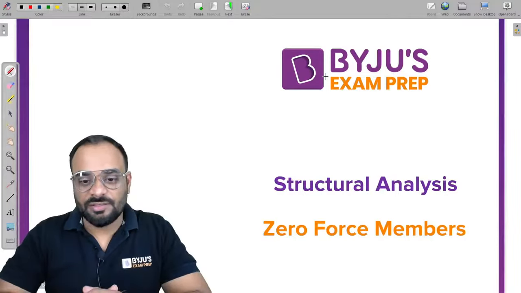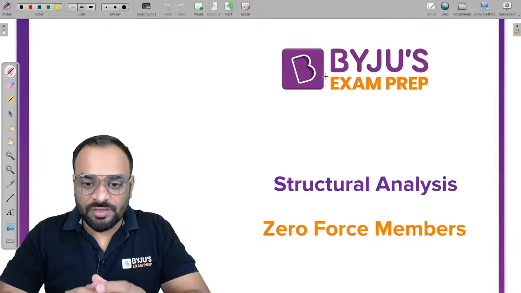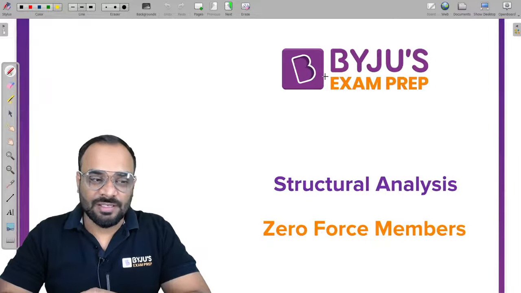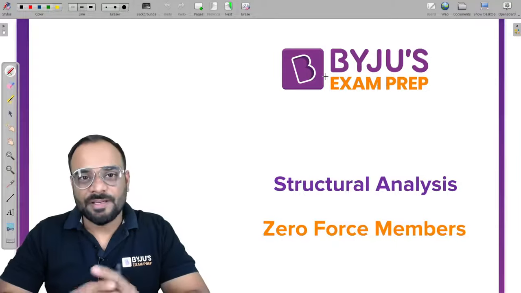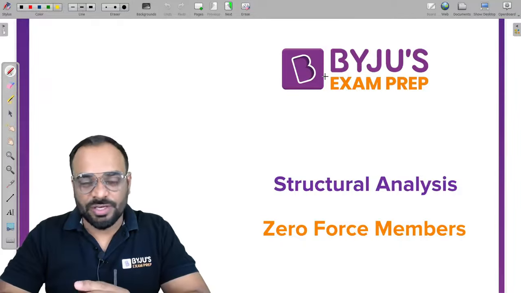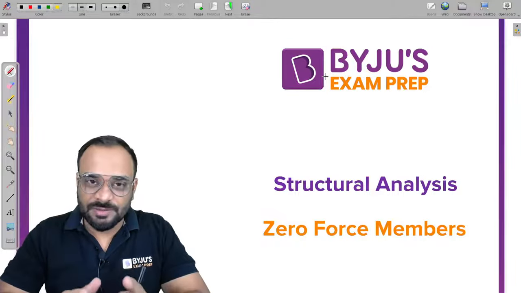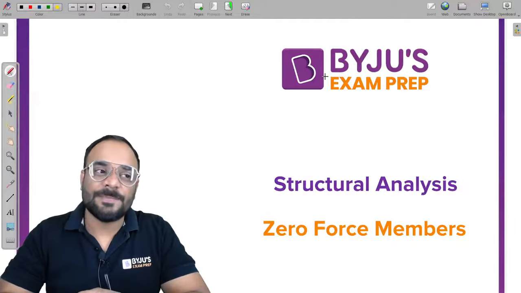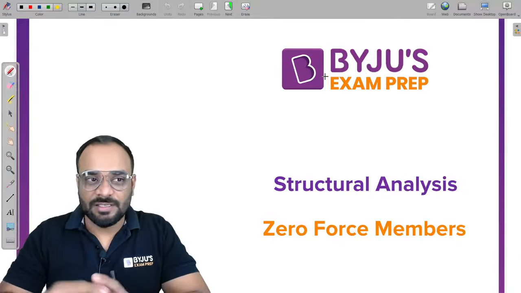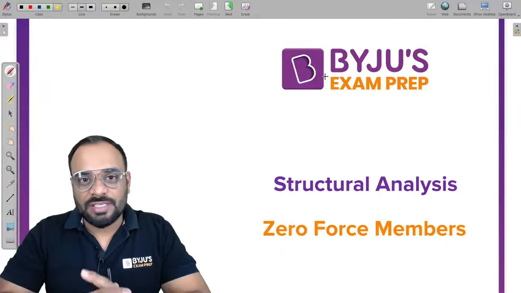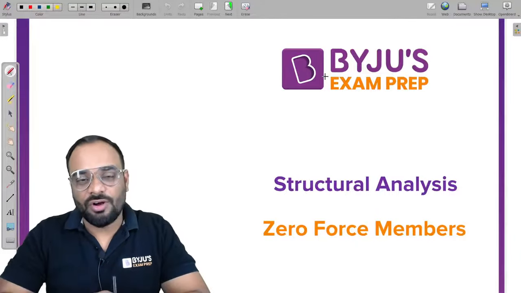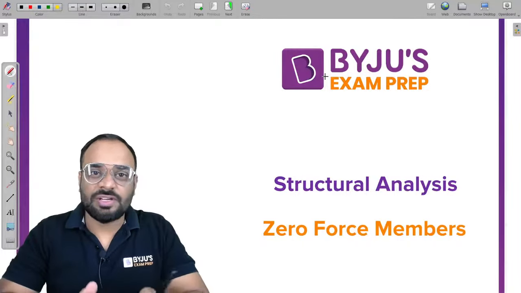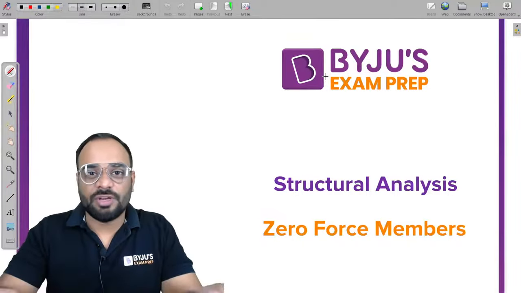So in today's session, we will discuss how we can find out the zero force member in a truss. You know that in a truss, basically it is the combination of members and joints, and in this particular type of structure, we have a lot of joints as well as members. But still, there are some members which can have zero force or null force. But the question is, sir, if it is not taking any kind of force, then why are we putting it?